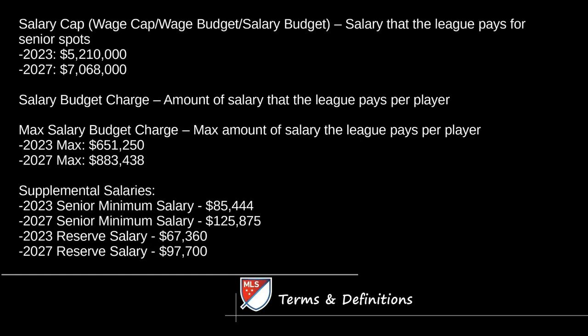Now, the salary cap is also known as the wage cap, the wage budget, or the salary budget. This is the salary that the league will pay for in its entirety, $5,210,000 for the year 2023. It covers your senior roster, which is your slots 1 to 20. It does not cover supplemental. All right, it covers your senior spots. That's $5,210,000 once again for 2023.